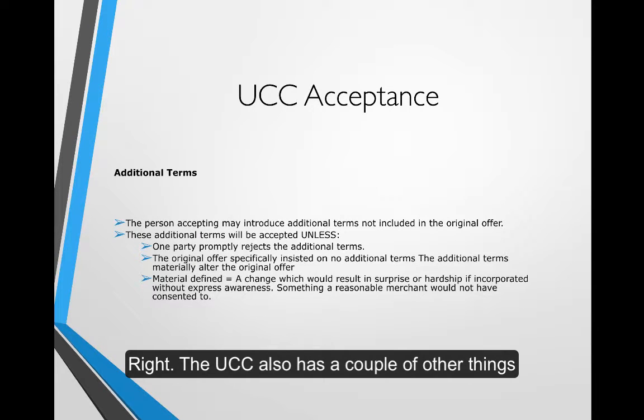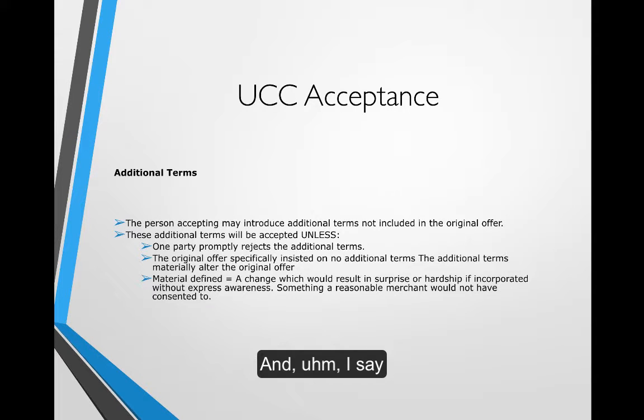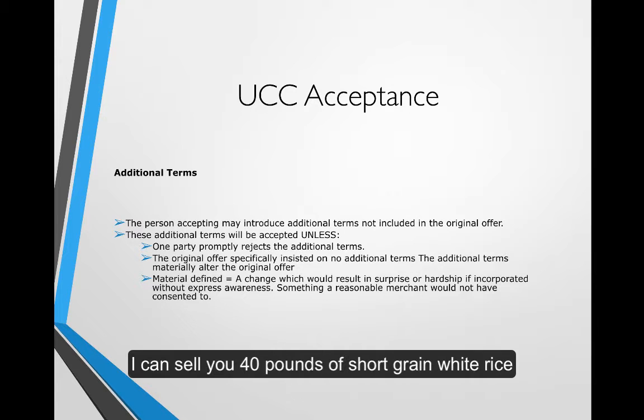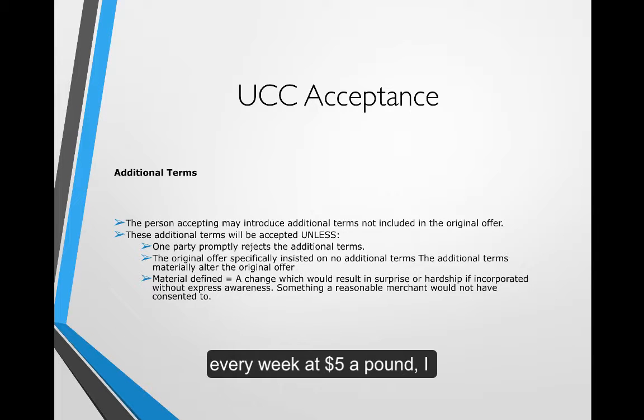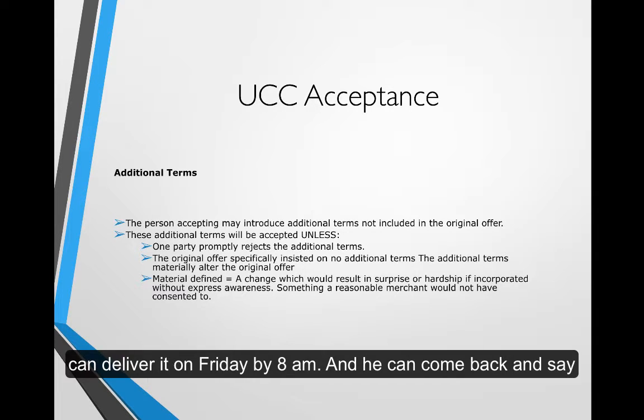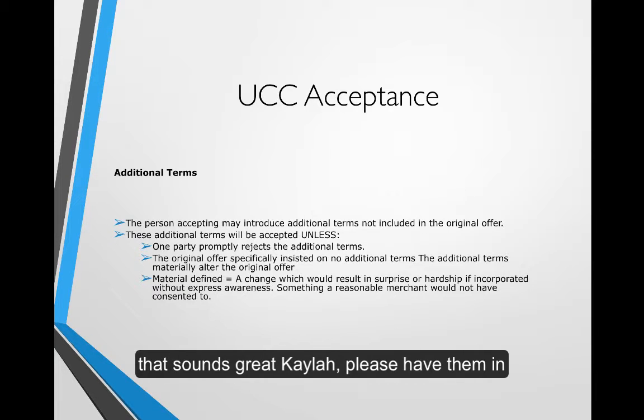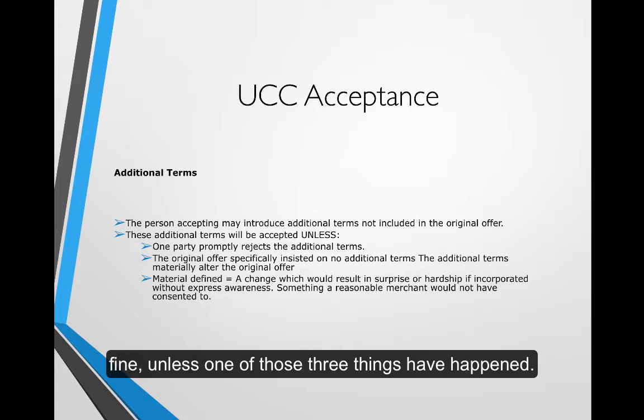All right. The UCC also has a couple of other things that are not included in common law contracts. They have additional terms. So I'm selling Ayub rice, and I say I can sell you 40 pounds of short grain white rice every week at $5 a pound. I can deliver it on Friday by 8 a.m. And he can come back and say, that sounds great, Kayla. Please have them in plastic recyclable bins, and we'll switch those out. That's an additional term.